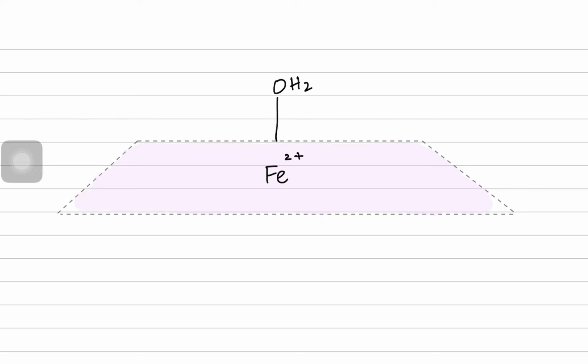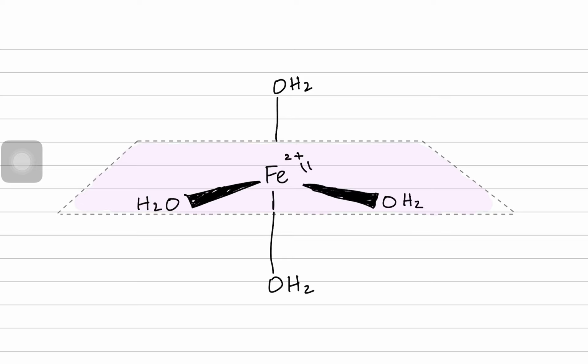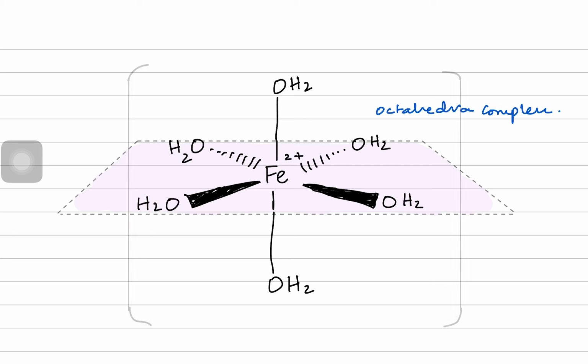The shape of the complex will include one water ligand on top, one water ligand at the bottom, and the other 4 ligands on the corners of a square, and that is the shape known as the octahedral shape, where there is a 90-degree angle between all these coordinate covalent bonds. So the geometry of this overall complex is octahedral.